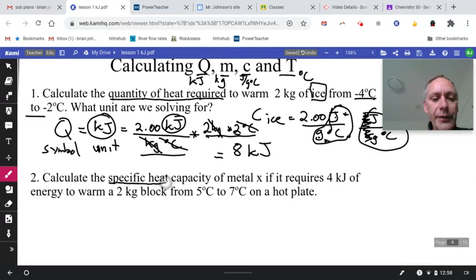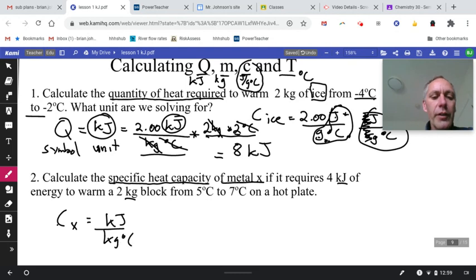Calculate the specific heat capacity of metal X. Okay, symbol is C, the specific heat capacity of X. So what units are we looking for? Specific heat capacity is the big unit. Looking ahead, I see kilojoules and kilograms, so I'm going to put this one in kilojoules per kilogram. So there's the unit we're looking for, specific heat capacity.